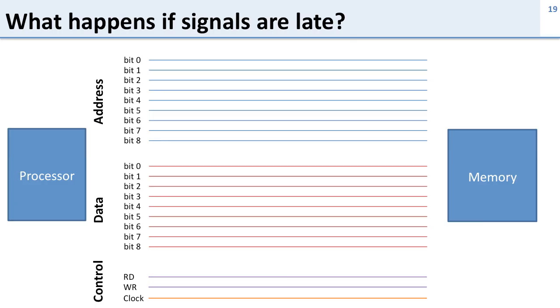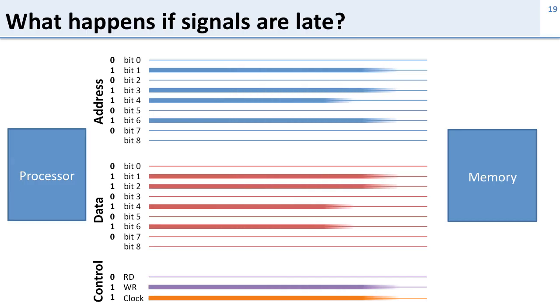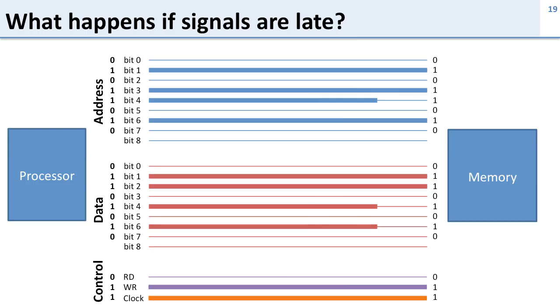So what's the big problem with buses? Well, what happens if signals are late? So I want to go ahead and send this data, but this time some of my wires take longer than others. So I go ahead and start sending the data, but it doesn't all get there at the same time. So here's the data I wanted to get, but when the clock edge rose, so when the clock became 1, here was the data I actually had.